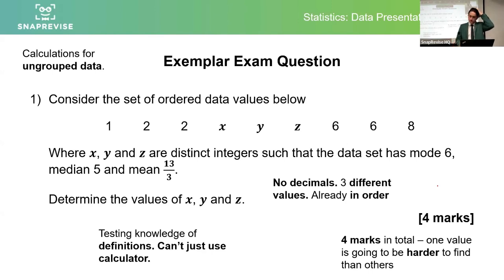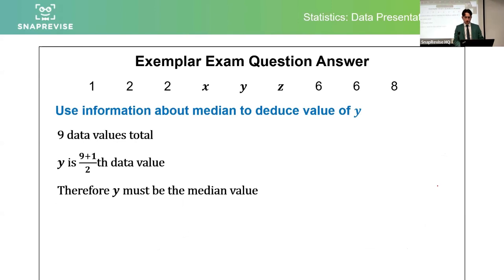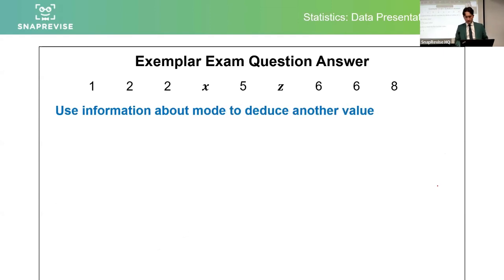Okay, so let's have a look. It's ordered, so that was helpful. And what we can do is use information about the median to work out y, because y will be the median. There are 9 data values in total, so y is the median. So straight away we can fill that in as 5. It was important that the data was ordered though.